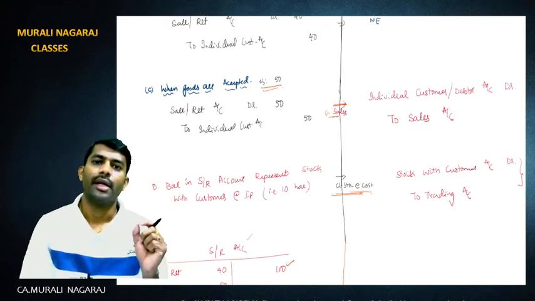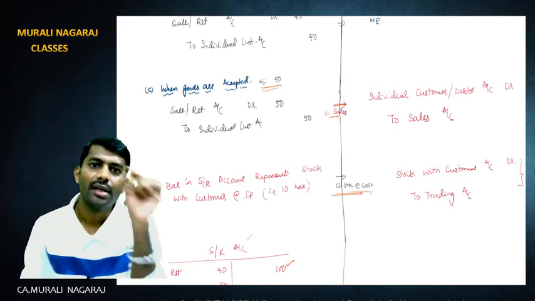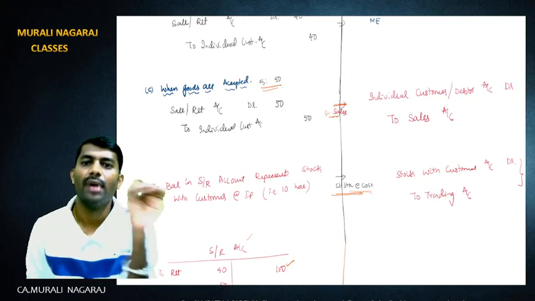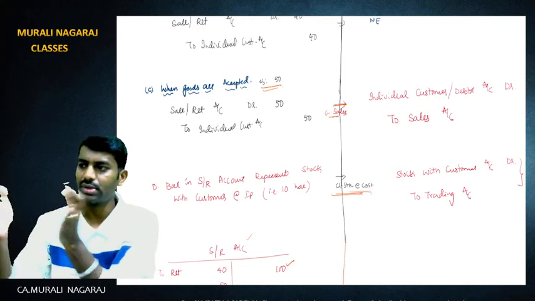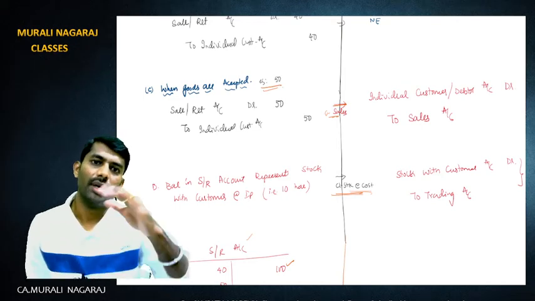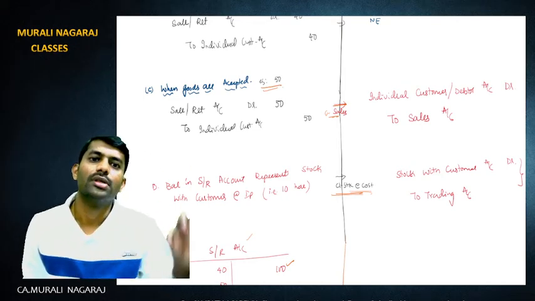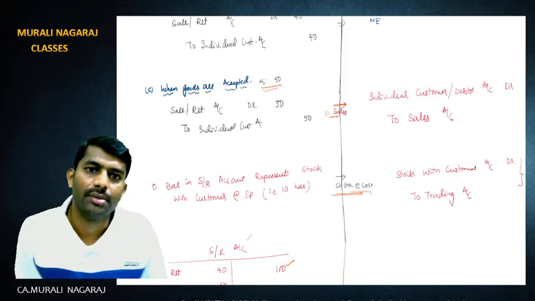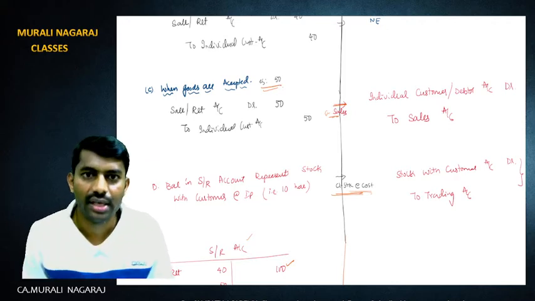Correct? Now for the 10, here in the sale or return account, I will write it as "to balance carry down", because it is nowhere connected to the accounts. Therefore, in control accounts, I will just write "to balance carry down". Correct? But at the year end, in the main books, I have to incorporate that stock with customer in the books of accounts. Therefore, we have to pass one entry for that.